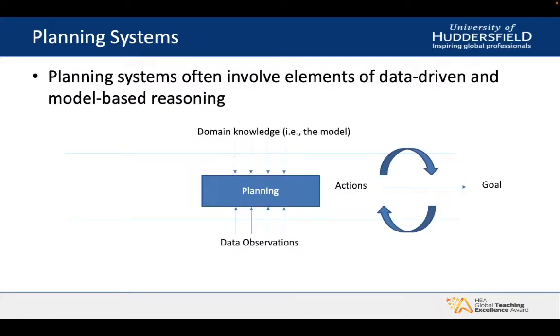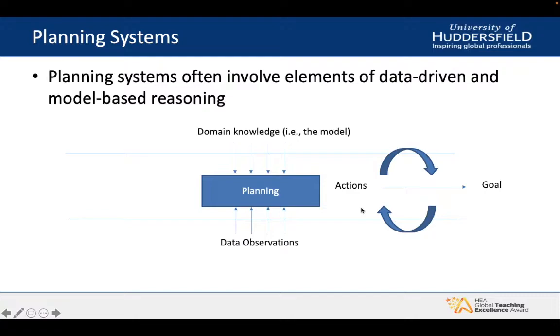So if we just have a quick recap on planning systems before we look at some deceptive examples and some cyber attacks that could initiate them. Let's just recap the fact that a planning system, we've got knowledge, we've got the model that we're using, the domain knowledge, and then we've got some data observations coming in there. We're often going to be performing some actions, we're generating actions to get to some goal, and this is going to be an iterative process as things change, right? It's a process that will change over time.